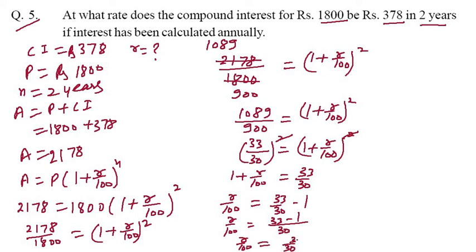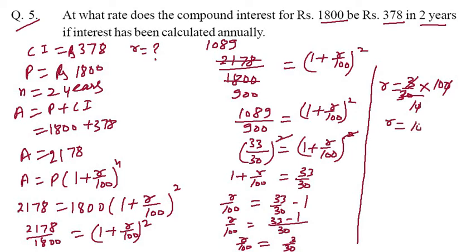So R upon 100 will be equal to 3 upon 30. Now we can write here that R will be equal to 3 upon 30 into 100. Now 3 tens are 30, so 0 will be cancelled here. So R will be equal to 10% per annum. So that will be your answer.